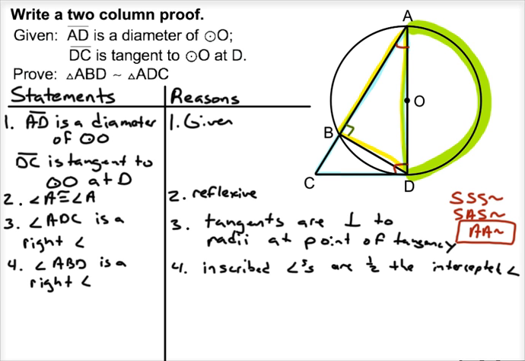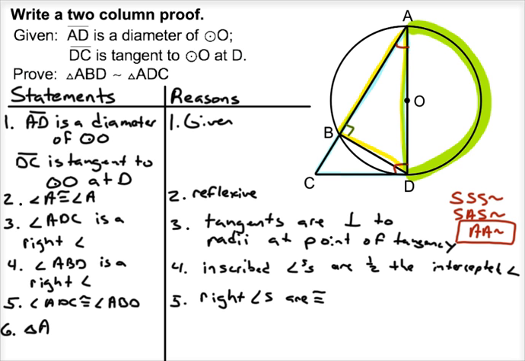And step 5, I can say that angle ADC is congruent to angle ABD. And the reason is going to be right angles are congruent. I can finally state that my triangles are similar. And the reason is going to be by angle-angle similarity.